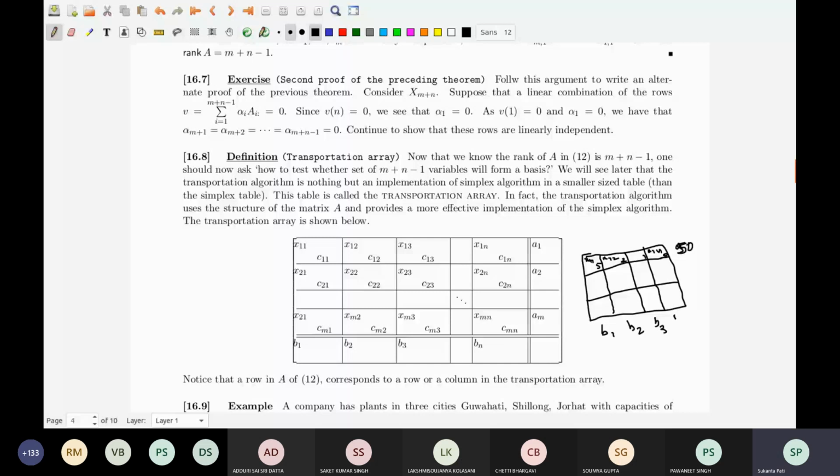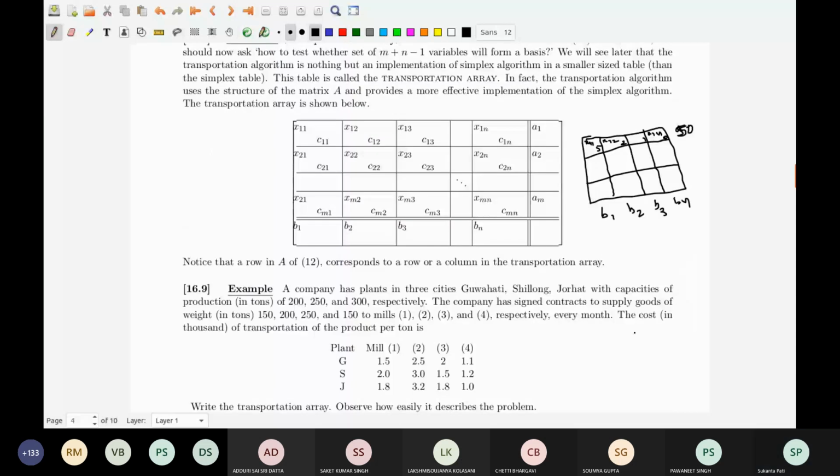So the transportation array is a very easy and effective way of representing the transportation problem. Therefore, if we do our steps on this table, it can be done very easily, and it is very easily understandable. Before that, let me simply write the transportation problem as an example here.